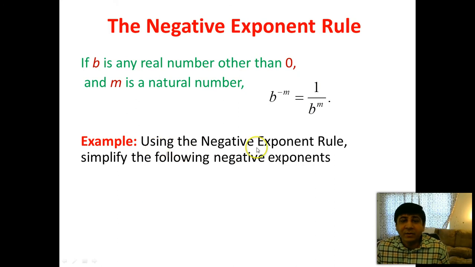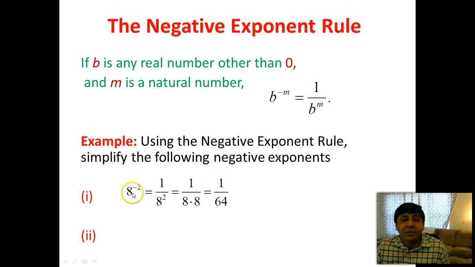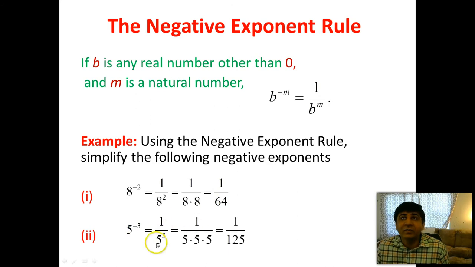Let's look at an example using negative exponents. We have to simplify the following. If you have 8 to the power minus 2, it means 1 over 8 to the power 2, and 8 to the power 2 is 8 times 8, so 8 to the power minus 2 is 1 over 64. Similarly, 5 to the power minus 3 is 1 over 5 to the power 3, which is 1 over 125.